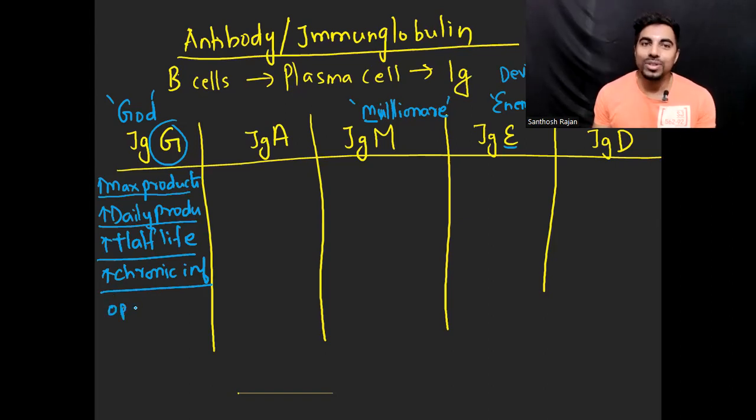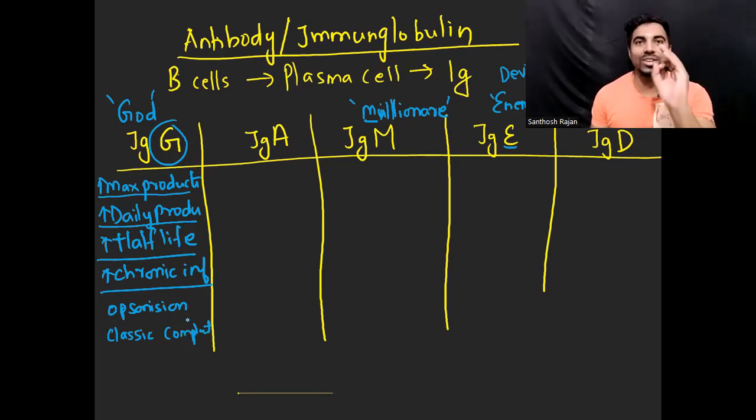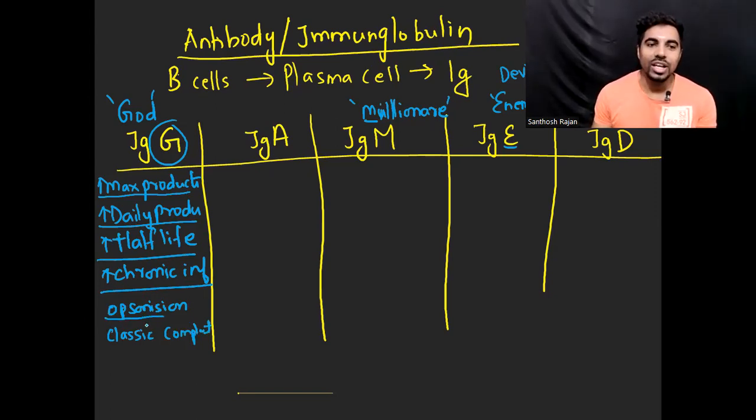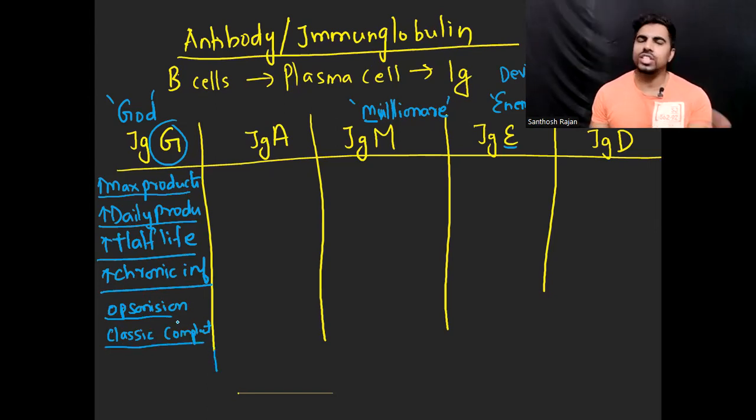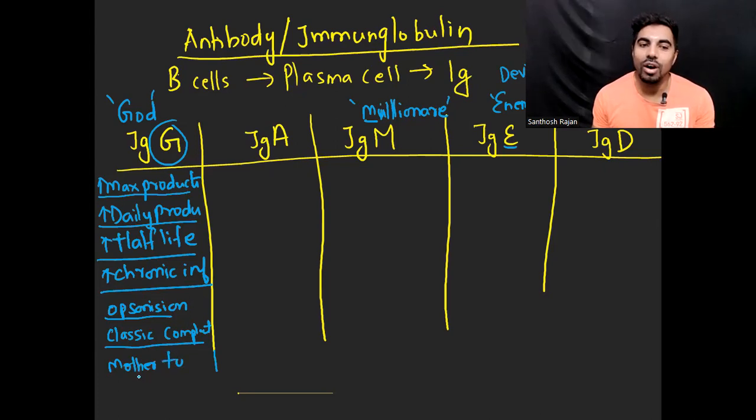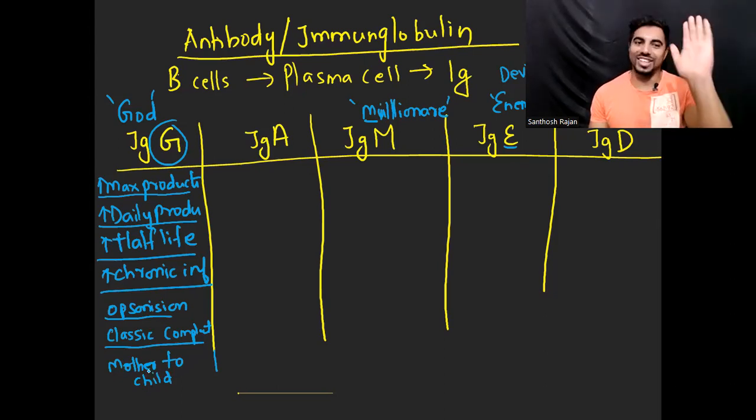Apart from that, what is important? It helps in opsonization. A lot of reactions come in opsonization, and also for your classic complement pathway. If you remember, we have two complement pathways. It helps the classic complement pathway. So God is given classic complement. Opsonization, classic complement. Apart from that, neutralization. One more thing: God is the one who gives the children. The immunity that crosses from mother to child, the protection of the newborn, is because of God, G. Okay, you got it?